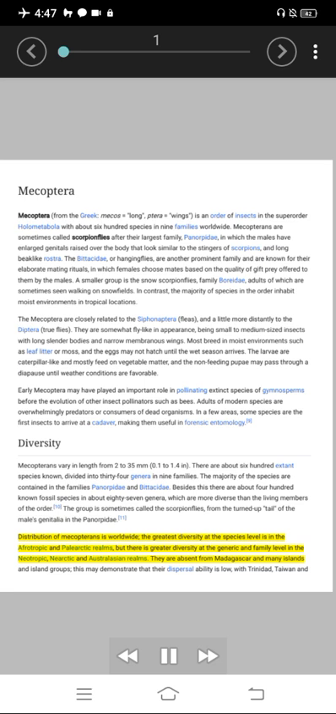Distribution of Mecopterans is worldwide. The greatest diversity at the species level is in the Afrotropic and Palearctic realms, but there is greater diversity at the generic and family level in the Neotropic, Nearctic and Australasian realms. They are absent from Madagascar and many islands and island groups. This may demonstrate that their dispersal ability is low, with Trinidad, Taiwan and Japan, where they are found, having had recent land bridges to the nearest continental land masses.